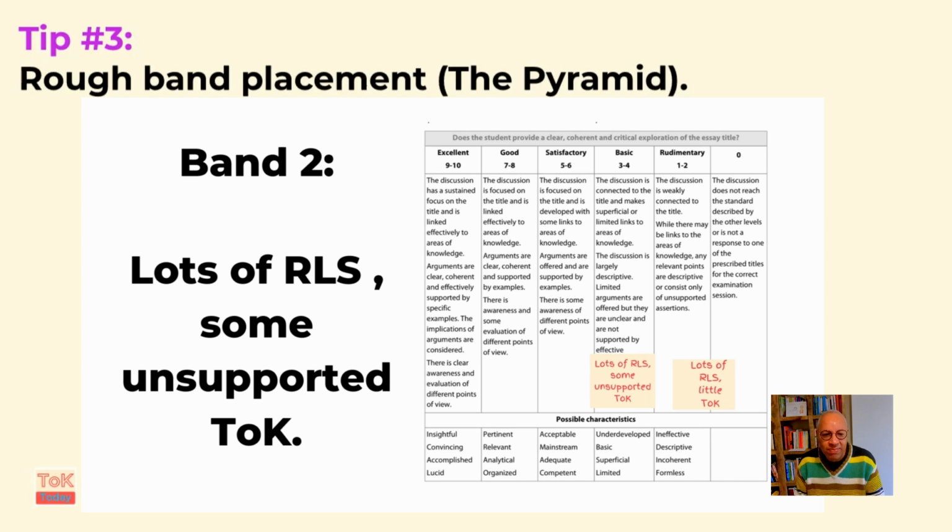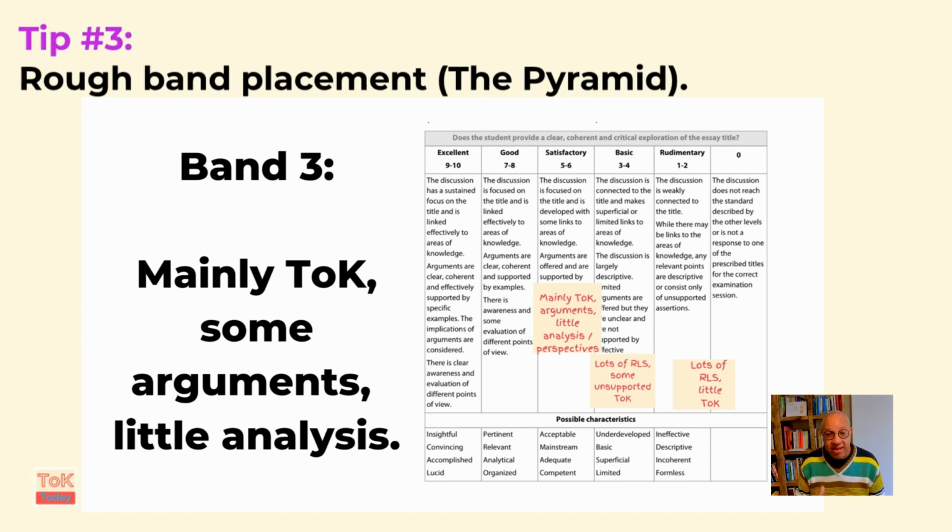So there might be some ToK concepts, there might be some acknowledgement of areas of knowledge, or even some knowledge claims and knowledge arguments, but not necessarily linked particularly well to the RLS. It's unsupported. In band 3, 5 to 6 marks, we've got mainly ToK at this point. We have discussions about knowledge and a lot less RLS.